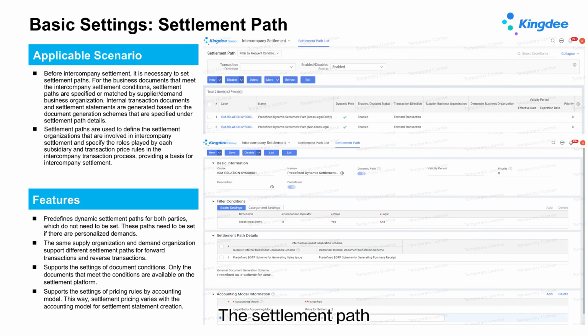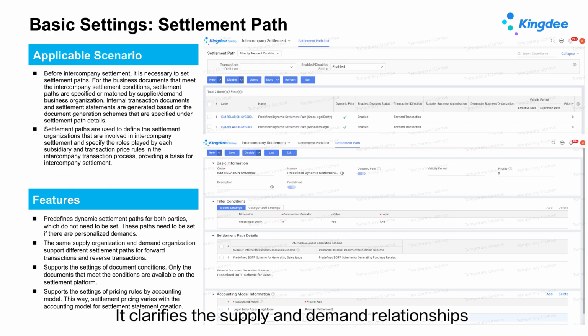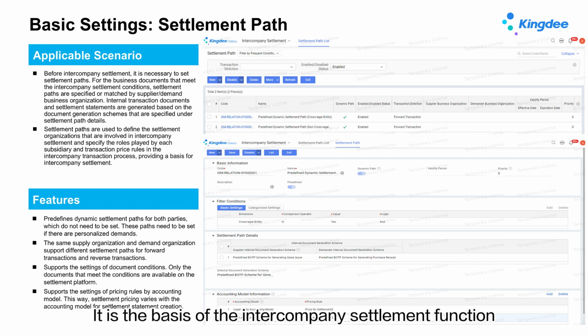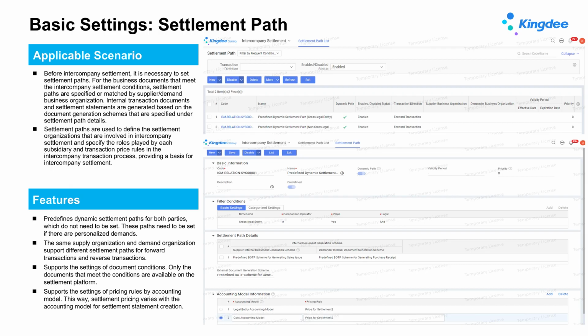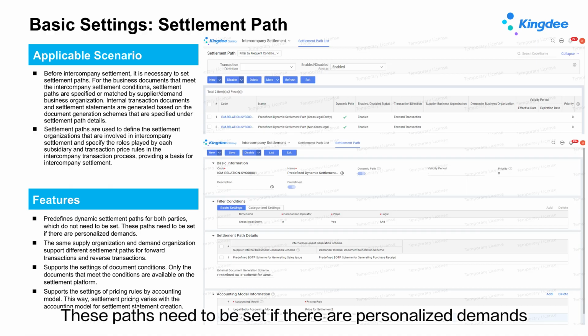The settlement path is used to define the settlement relationship between organizations. It clarifies the supply and demand relationships and transaction price rules among organizations in the intercompany transaction process. It is the basis of the intercompany settlement function. The system has predefined dynamic settlement paths for both parties, so that two-party transactions can be done without manual configuration. These paths need to be set if there are personalized demands.